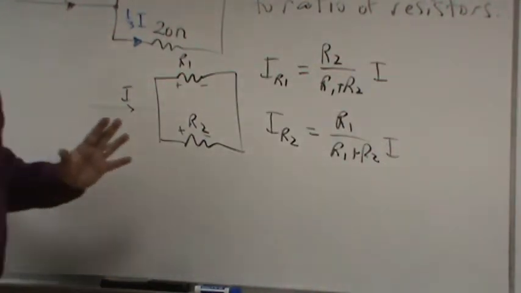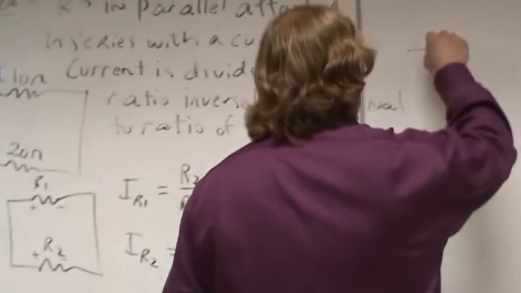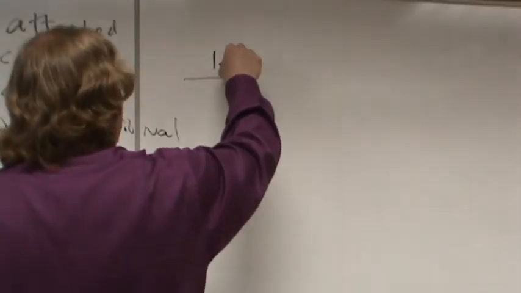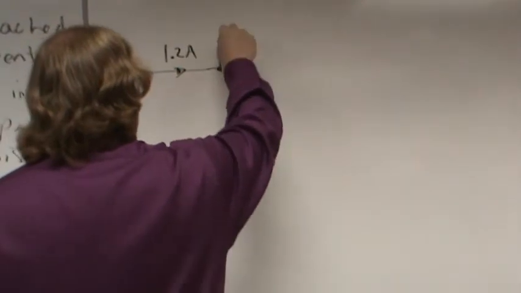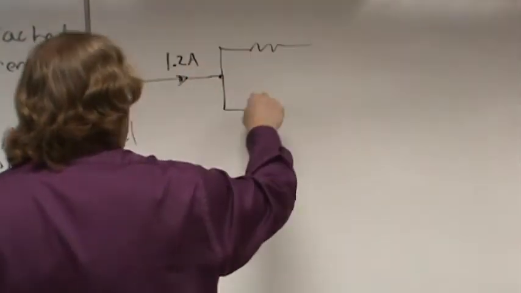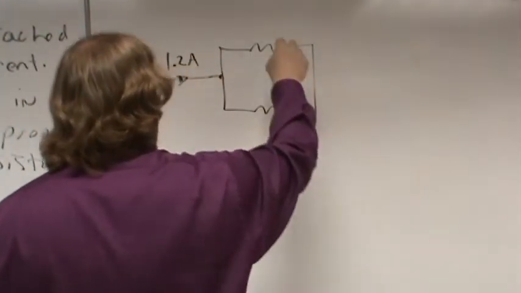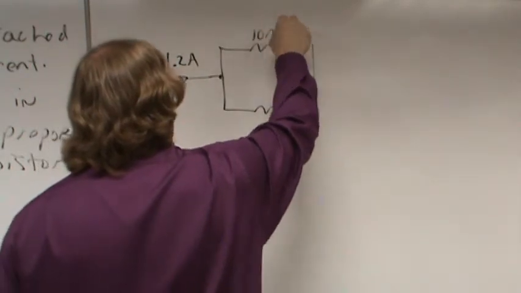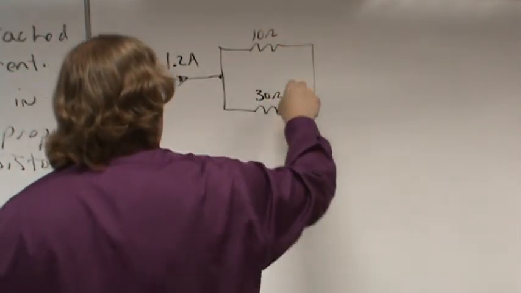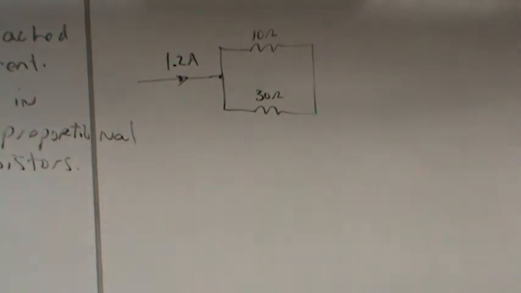So let me have you guys do a problem. Suppose I have 1.2 amps of current, and it splits into two branches. One branch is 10 ohms, and the other branch is 30 ohms. Please get me the current through those two branches. I'll give you a hint: use these formulas.